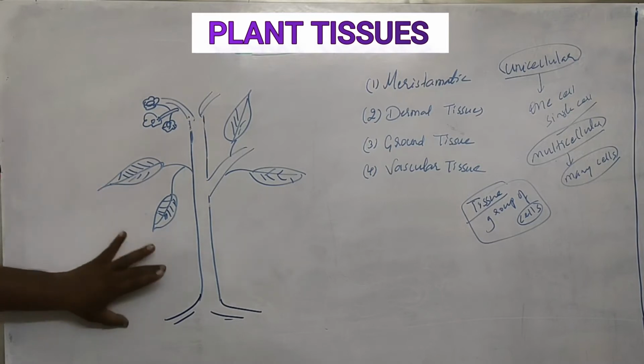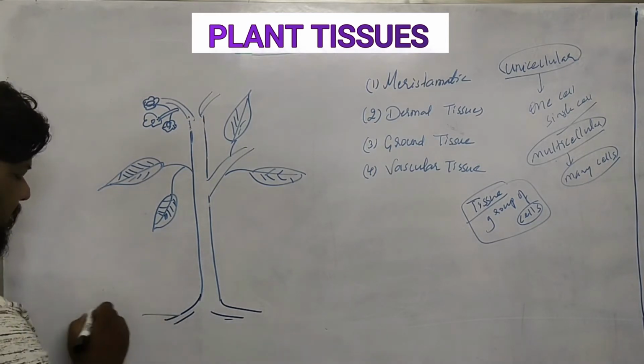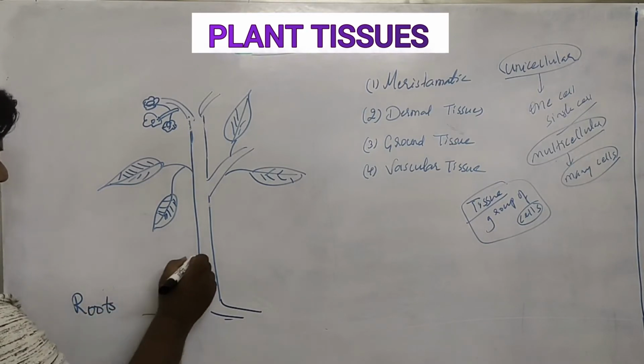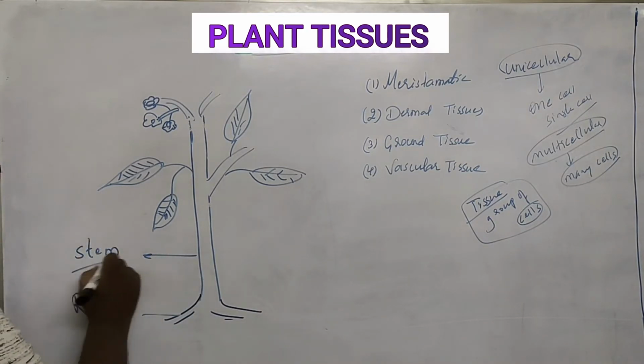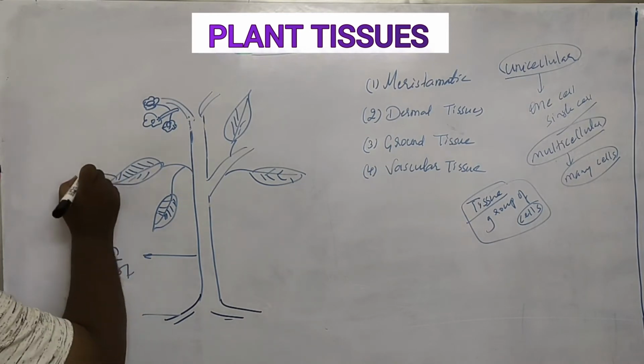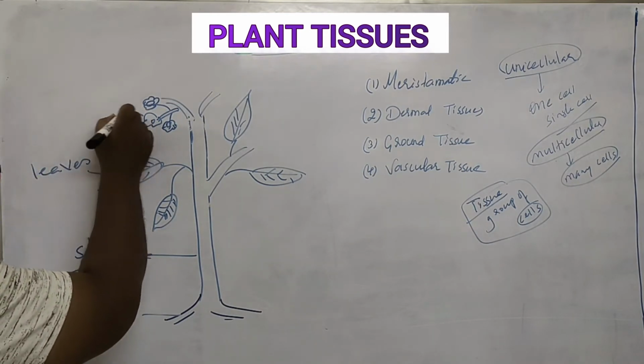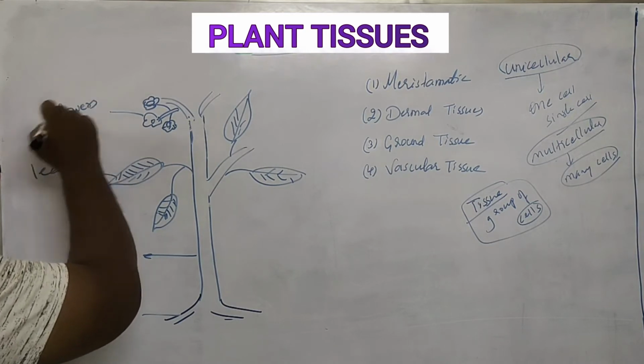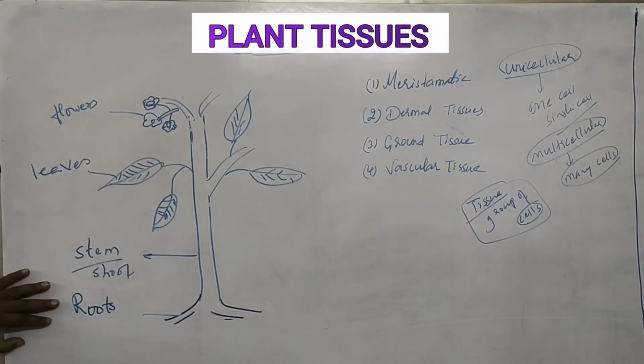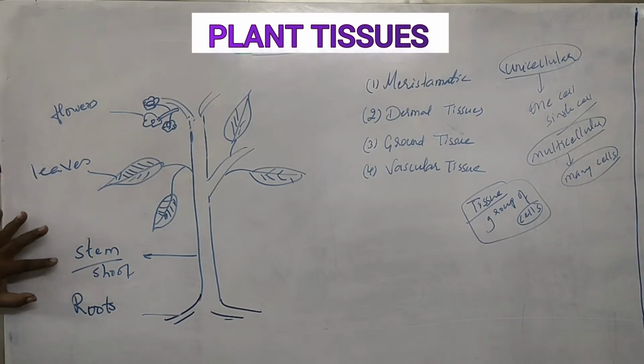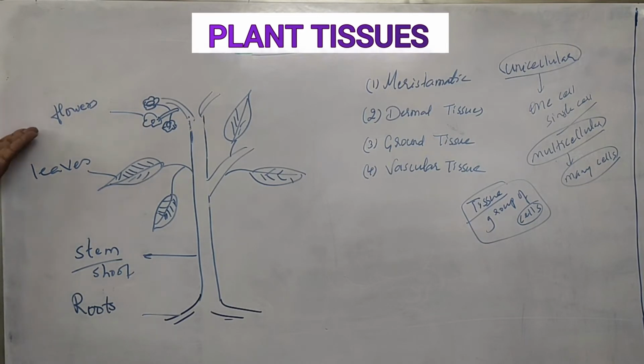Now, what are the different parts of the plant? The first one is roots. This one is the stem or shoot. These are leaves. These are flowers. So if you look at a plant, there are four parts which you can easily identify. Starting from the tip, the terminal part is roots, and next is stem, next is leaves, and next is flowers. So these are the four different parts.